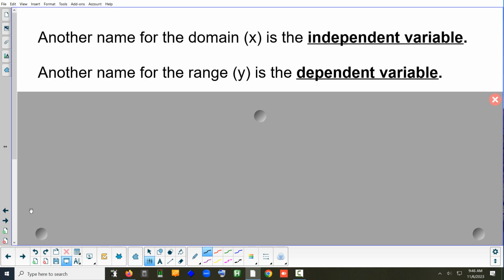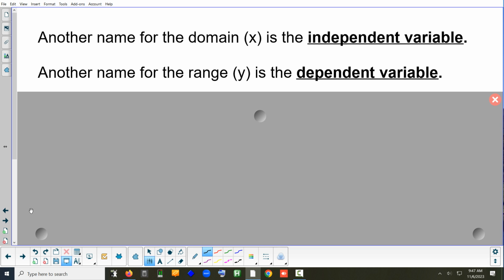So on your guided notes, at the bottom, it says another name for the domain. Well, we already have one other name. What else does the word domain go by? Relation. Domain is part of a relation, but it's the input part of it. And what about the range? What was another name for that? Output. So those are other names too.